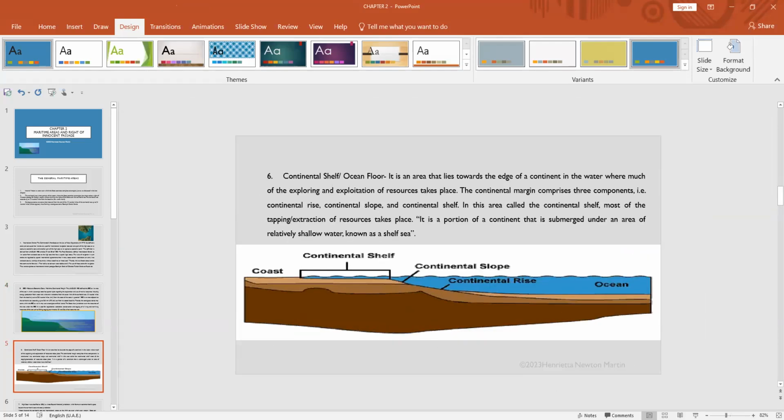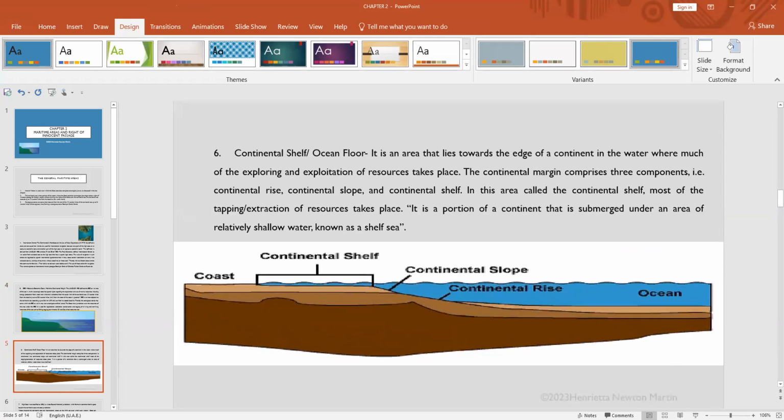Now, what is the continental shelf, also called the ocean floor? This is an area that lies towards the edge of the continent in the water, where much of the exploring and exploitation of resources takes place. The continental margin comprises three components: the continental rise, the continental slope, and the continental shelf. In this area called the continental shelf, most of the tapping and extraction of resources takes place. It is that portion of a continent that is submerged under an area of relatively shallow water known as the shelf sea.